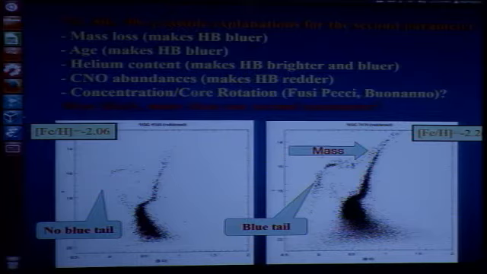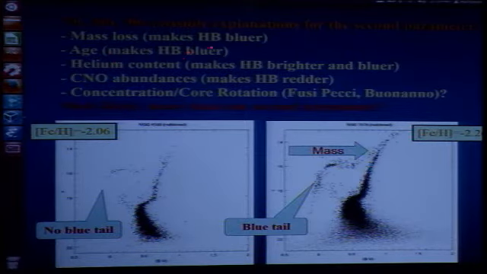There were 20, 30 years of trials to explain the second parameter effect. It was soon discovered that in principle everything works. That is, a lot of different parameters may really affect the morphology of the horizontal branch.